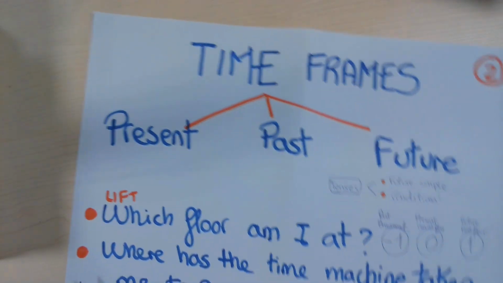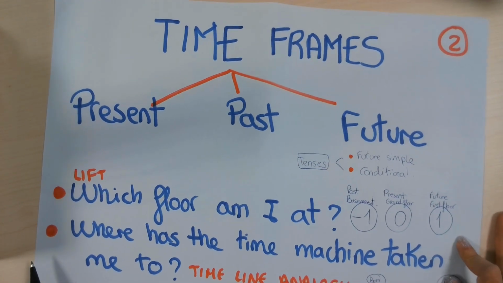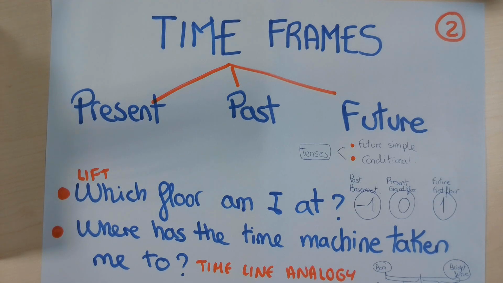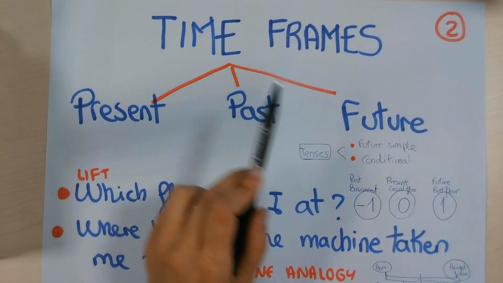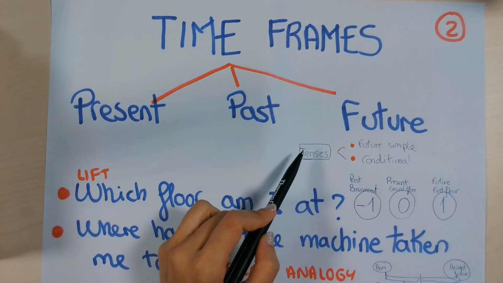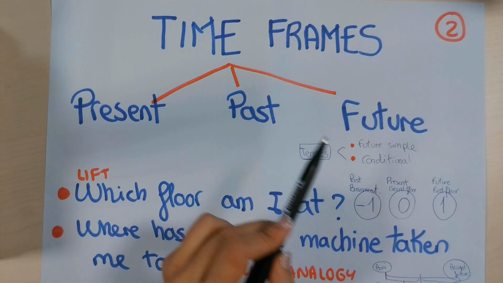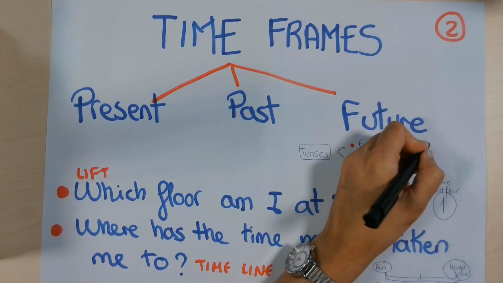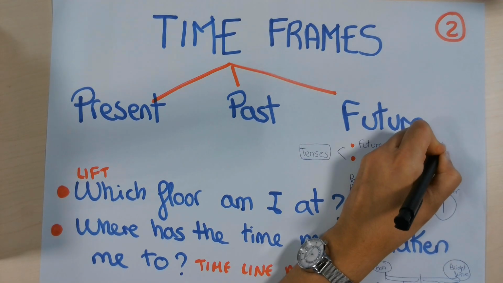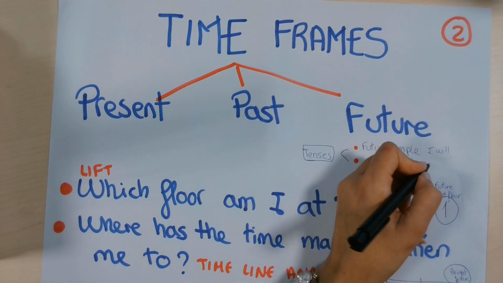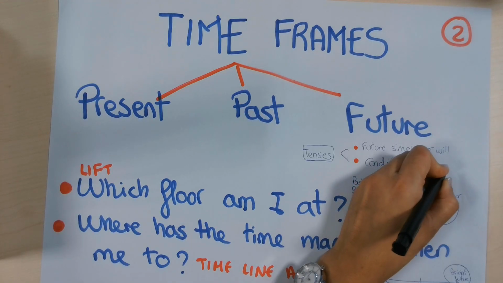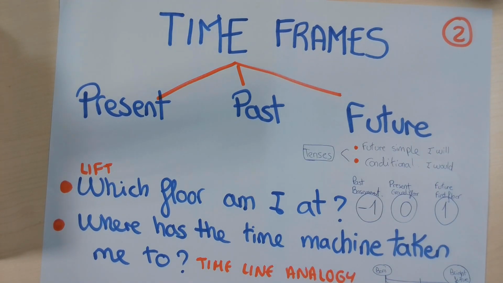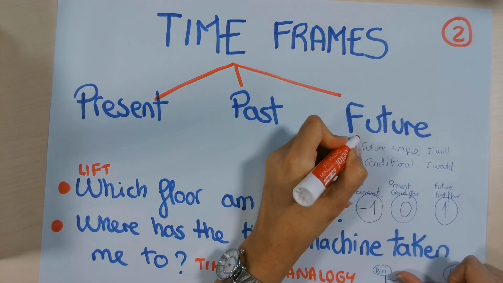Next, we've got time frames. So the time frame refers to at which point in your life the action happens. So you could refer very simply to the present, past or the future. And then within the time frames, we've got different tenses. So for example, when you talk about the future, you could use the future simple. So you could say, this weekend, I think that it will rain, or I will. The conditional would be, I would. And then you could also have even the present simple to talk about the future.